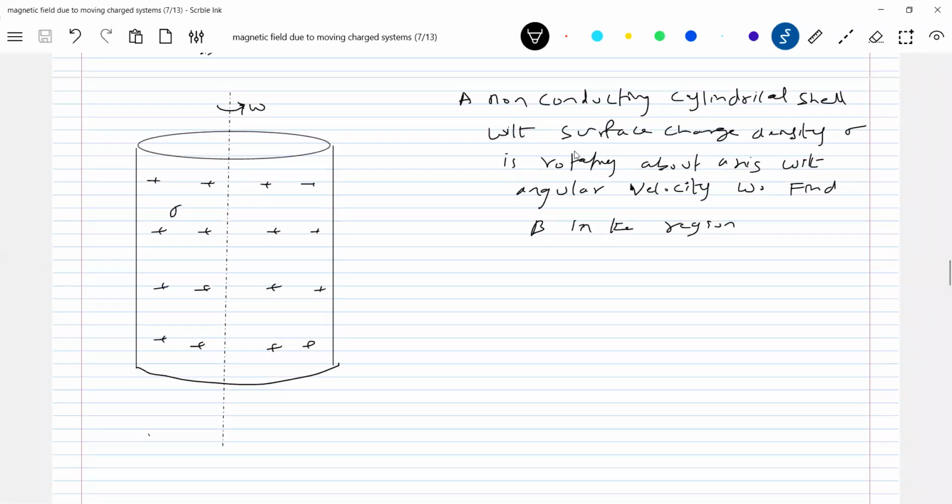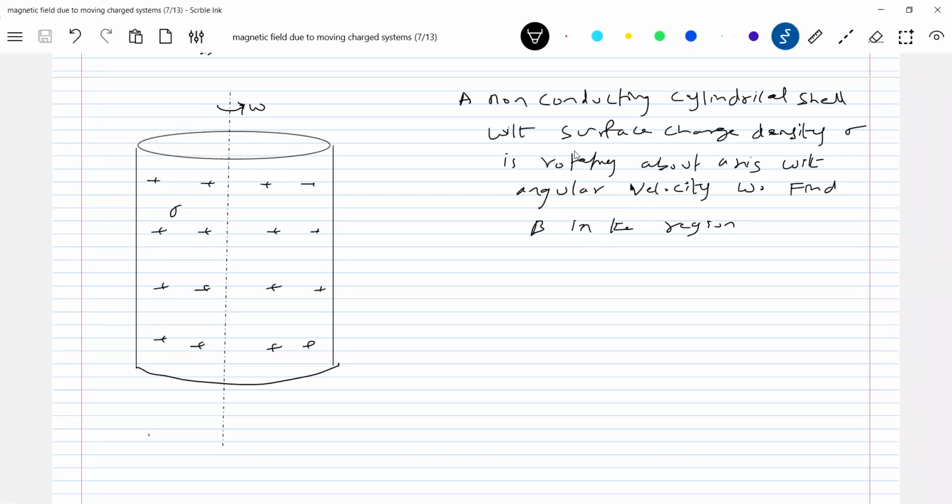Carefully analyze it. A non-conducting cylindrical shell with surface charge density sigma, where the charge is present only on the surface. I'll give 5 minutes time. Analyze it. So it's like a cylindrical pipe. The charge is present only on the cylindrical surface, like a plastic pipe.